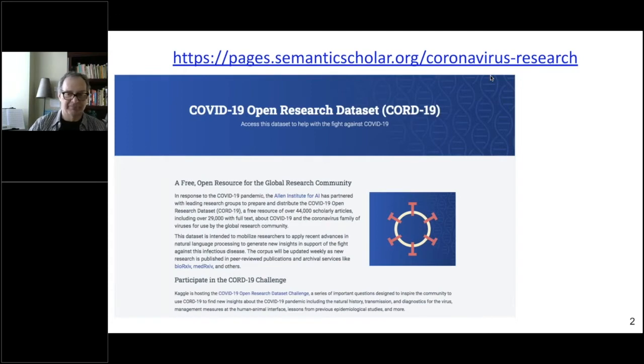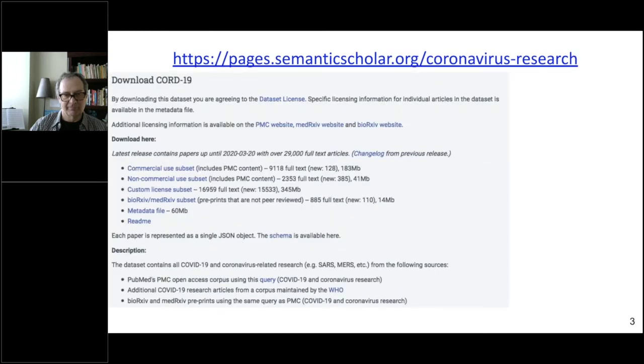So the Allen Institute released this data set, called CORD19, in the hope that it would be useful to a lot of researchers around the world. In this data set, these numbers are a little bit old, they're continually updating. This says that there are about 29,000 full text articles. I believe there are more than that now.